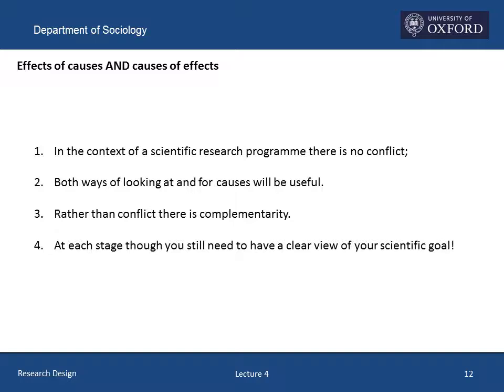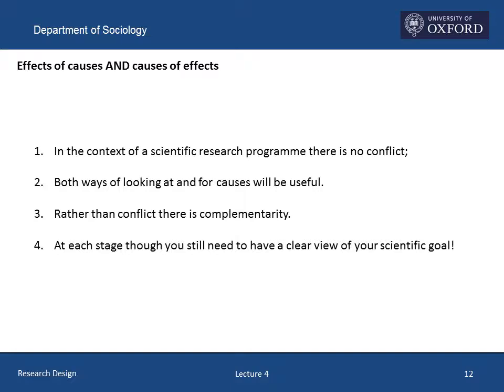I've come now to the end of the section of the course concerned with causal inference. I began in the first lecture in the sequence by making a distinction between examining the effects of causes and looking for the causes of effects. It would be wrong, however, to leave with the impression that these are entirely rival ways of going about things. If one takes a wide enough view in the context of a scientific research program, there is no inherent conflict between them.